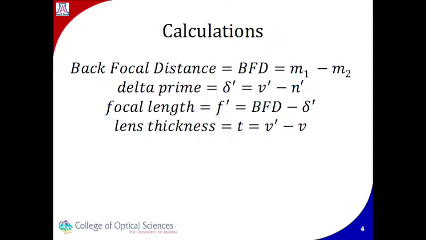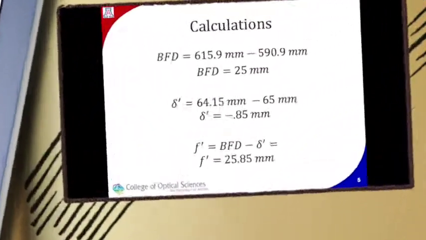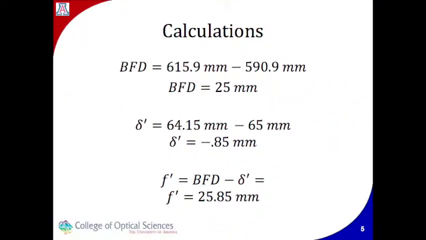The back focal length is then calculated by subtracting delta prime from your back focal distance. Make sure to pay attention and adhere to your initial sign convention when finding this difference to ensure an accurate calculation. Oftentimes, you will end up subtracting a negative number and the effective focal length will be longer than the focal distance. For our calculations, we found a back focal distance of 25 millimeters, a delta prime of negative 0.85 millimeters, which yielded a focal length of 25.85 millimeters. This was only 0.19% larger than the known focal length of 25.8 millimeters.